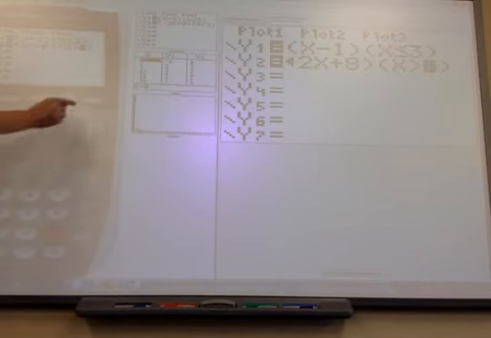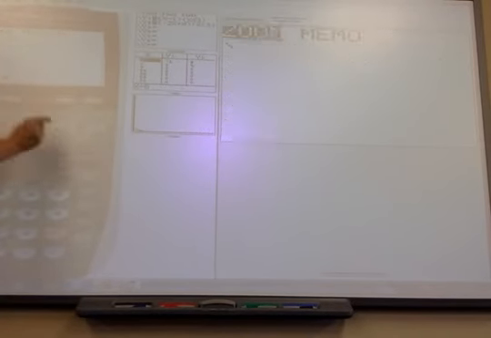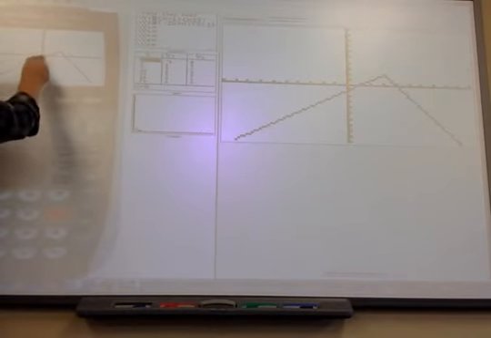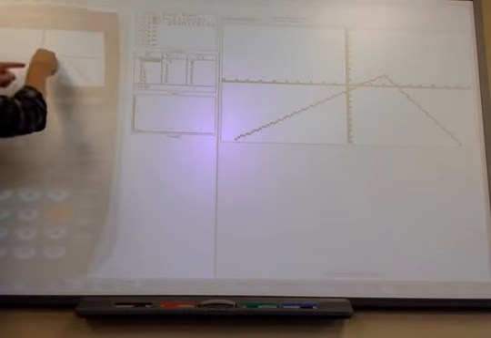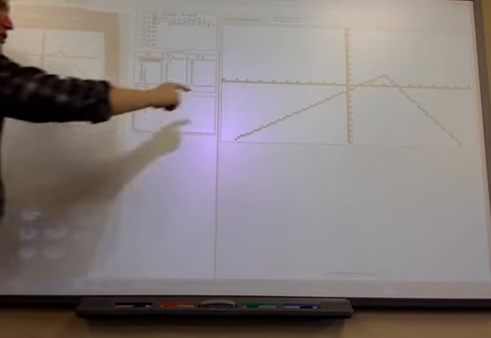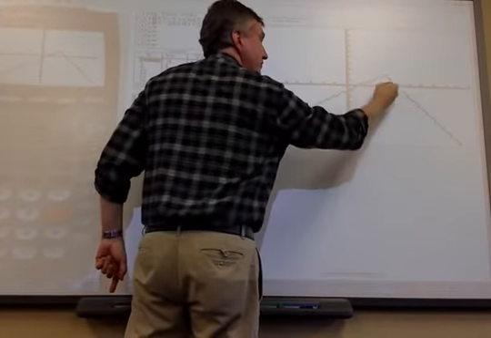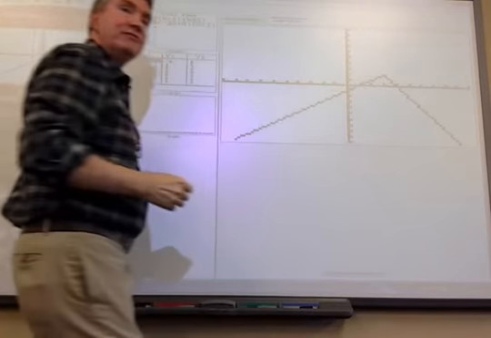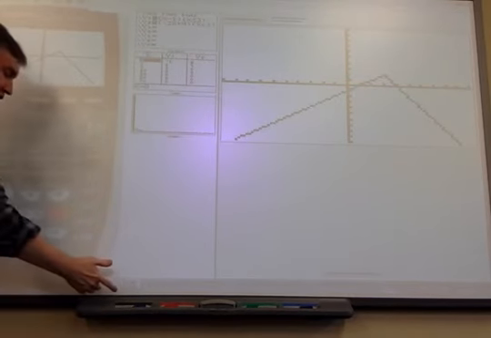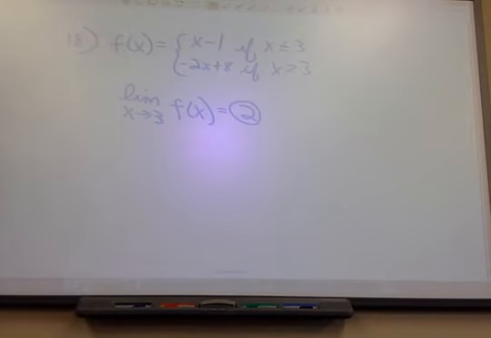Very good. If I graph that, just zoom 6, standard window. There's the first piece. There's the second piece. If I get close to 3 from either side, what's it going up to on the y-axis? It's going up to 2, isn't it? You see it better here. If I get close to 3 from either side, the y value it goes up to is 2. So that was my limit. That's not a hard concept, is it? It has to be from both sides, though, for it to exist. Okay? Very good.